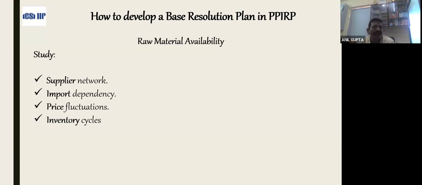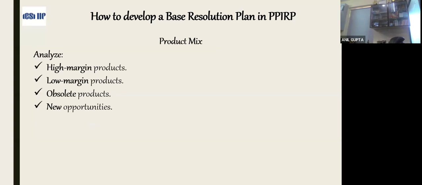Price fluctuations. How the prices are increasing or decreasing, normally increasing, how frequently it is increasing. All the information is available in the TEV report, which is useful to prepare the base resolution plan. Inventory cycles. The working capital cycle or inventory cycle: cash converted into raw material, converted into semi-finished, semi-finished to finished, finished to debtors, debtors to cash. The inventory cycles are also mentioned in the TEV report.